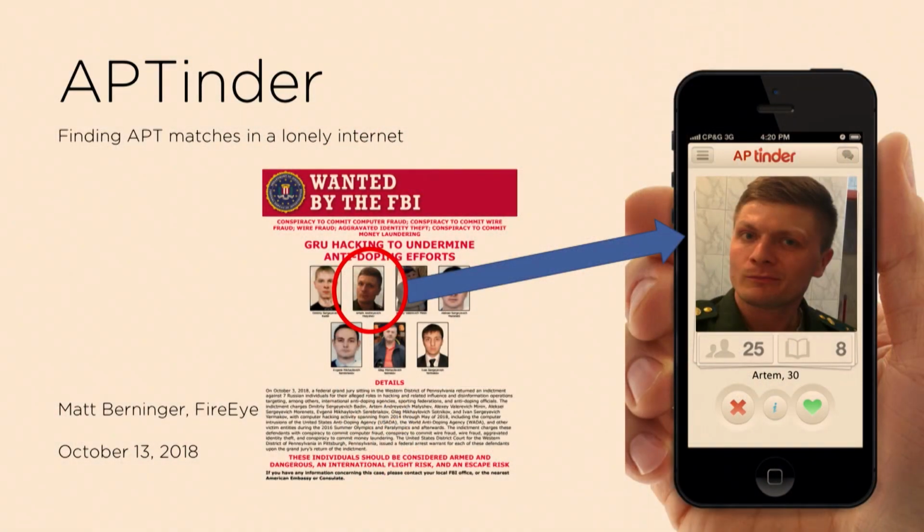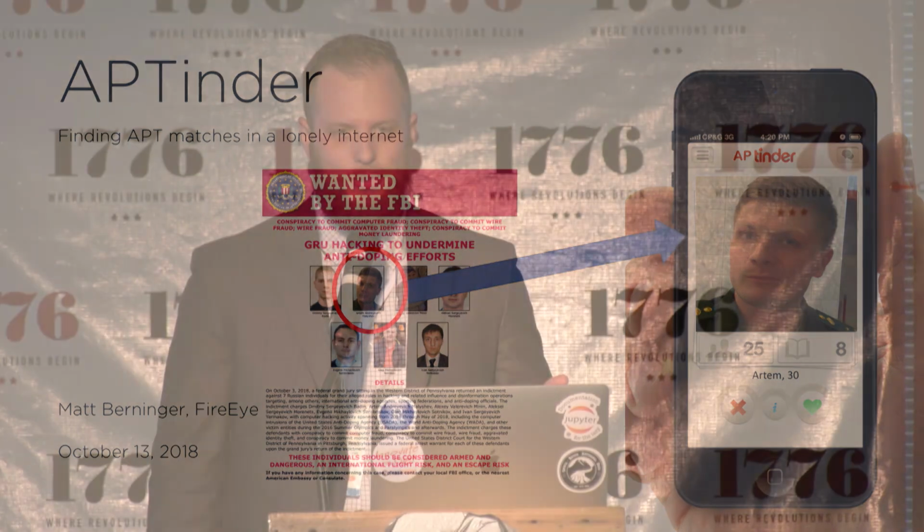So I'll just address the picture. I had a different picture up until about 2 weeks ago when the FBI indicted a bunch of GRU operatives. This is Artem Malyshev. He works for the GRU, and he apparently took a bathroom selfie with his cell phone that appeared on the indictment. So for an APT Tinder joke, this was too good to pass up. So thank you, Artem, for your bathroom selfie.